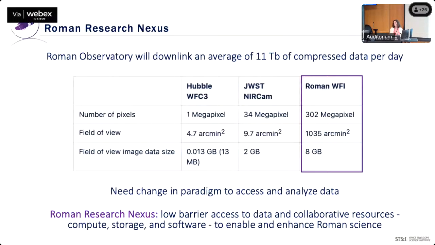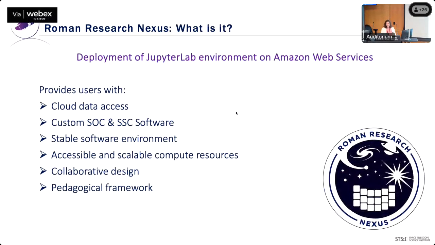And our response to that is the Roman Research Nexus, which is the science platform that we are building, which offers low barrier access to data and collaborative resources. When I'm talking about resources, I talk about compute, storage, and software to enable your science with Roman. So the Nexus, and we're going to see a live demo of the Nexus right after this talk, is a deployment of the JupyterLab environment on AWS, which provides you with cloud data access, so you'll be able to stream the data, work on the data without the need of downloading them.